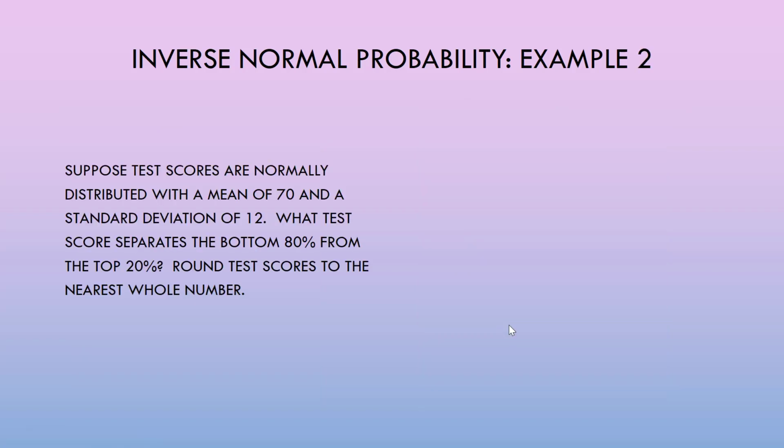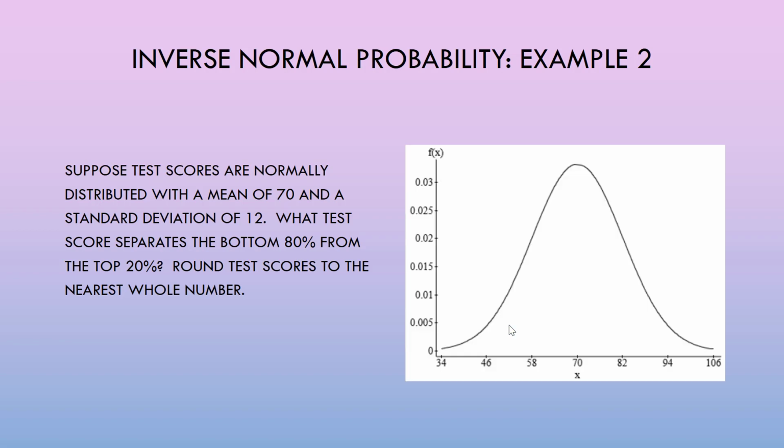Example 2. Suppose test scores are normally distributed with a mean of 70 and a standard deviation of 12. What test score separates the bottom 80% from the top 20%? So let's interpret this visually on a graph. We need to cut this normal distribution into two pieces so that 80% of the area under the curve lies to the left of our cut, and about 20% lies on the other side, to the right of the cut.